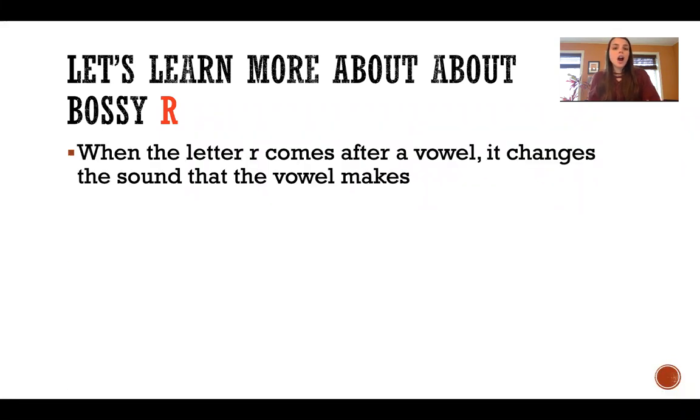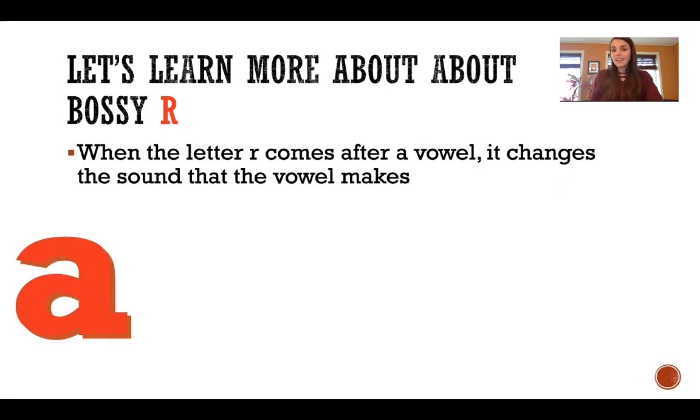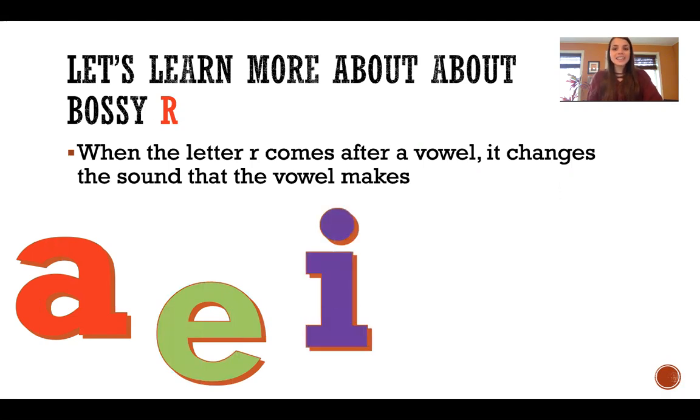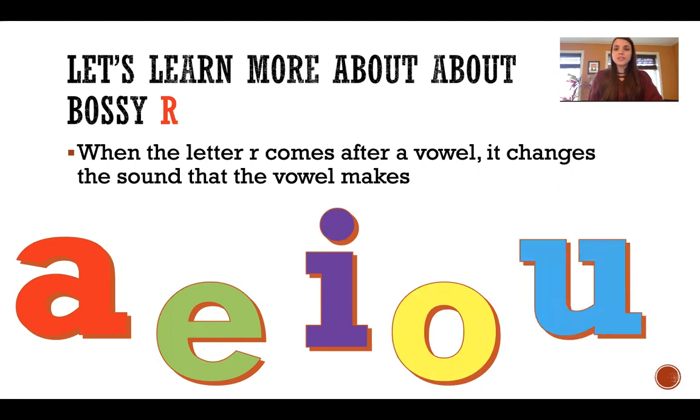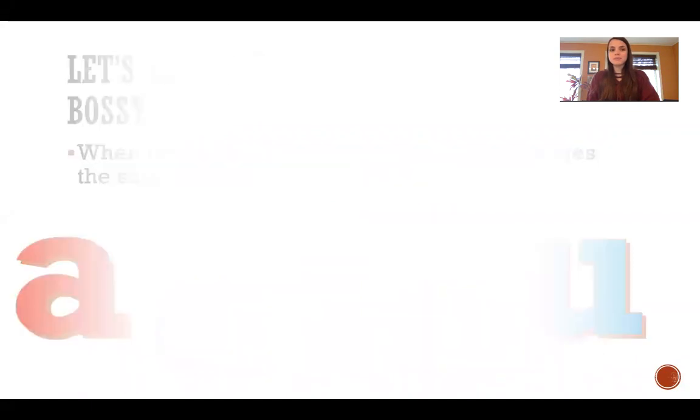So when the letter R comes after a vowel, it changes the sound that the vowel makes. Let's review all of our vowels. A says a, E says e, I says i, O says ah, and U says u. Let's learn about what will happen if bossy R goes after one of these vowel sounds. What will happen to the vowel?